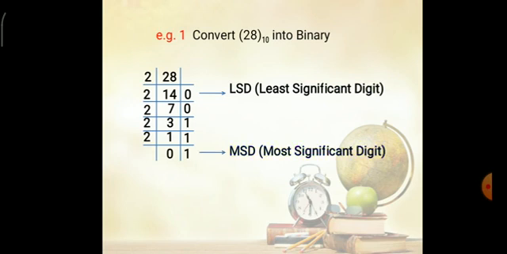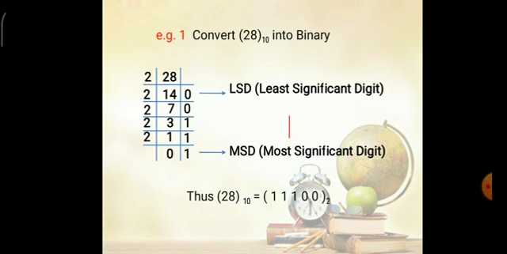So after doing the division, we have to write the obtained remainders from the bottom to up, from MSD to LSD, like 11100. It is very important to note, students, that you have to write all the remainders from the bottom to top. So the binary value of 28 is 11100.